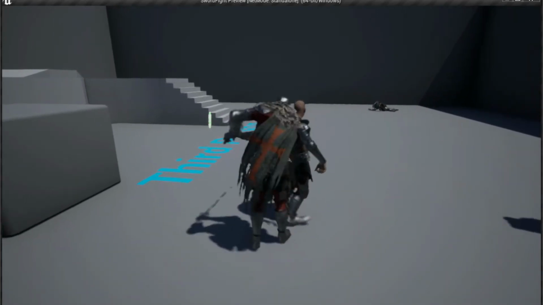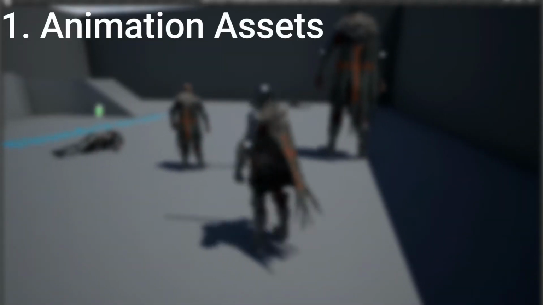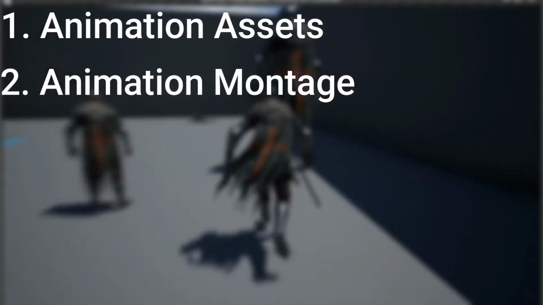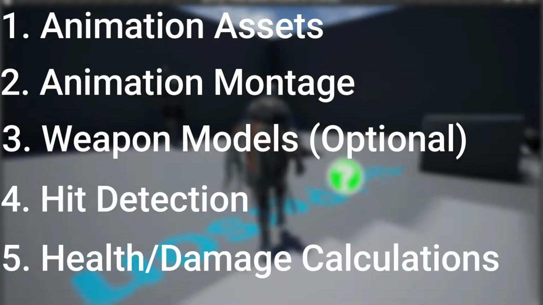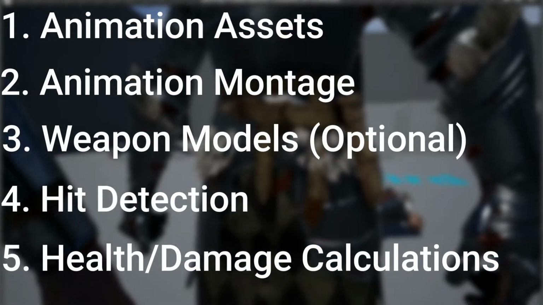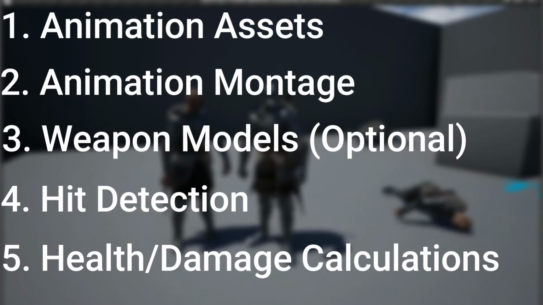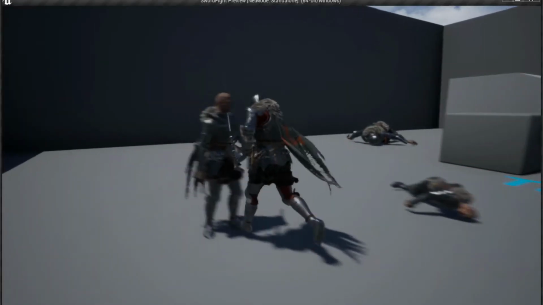So, to get started with melee combat for any game project, you'll need a few things. Specifically animation assets, an animation montage, weapon models if you're doing weapon-based combat, some hit detection, health and damage calculations, and some blueprint logic to tie it all together. Listing it out probably makes it sound like a ton of work, but trust me, it's actually a pretty simple process once you break it down. The hardest part about any of this is actually the planning process.